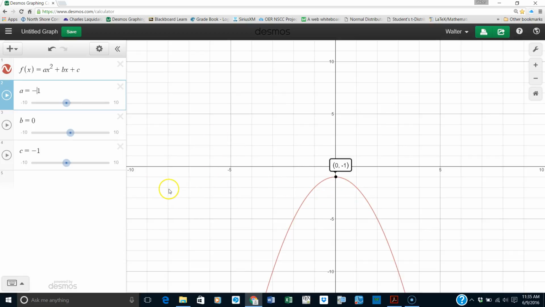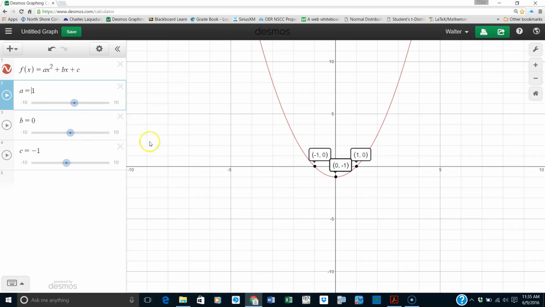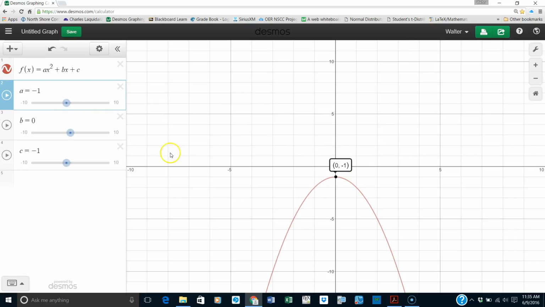Now, if a is positive, we have a lowest point, and that point is called the vertex. If a is negative, then the highest point is the vertex. So one thing we're going to do in this lesson is locate the x-intercepts of a graph, the y-intercept of a graph, and the vertex of a graph.